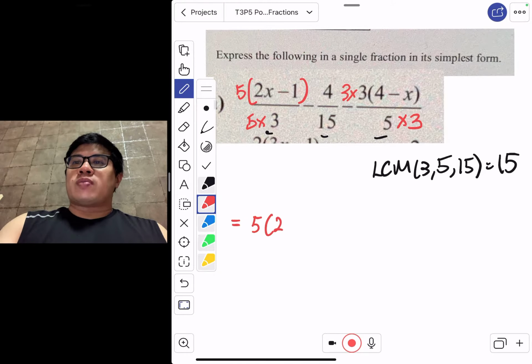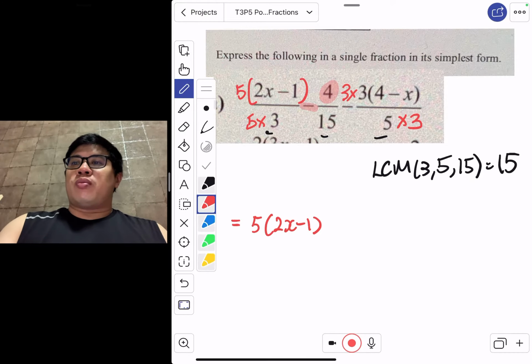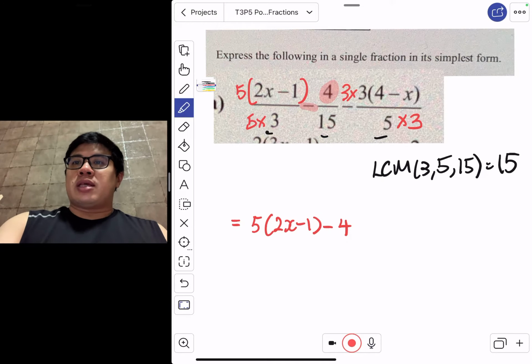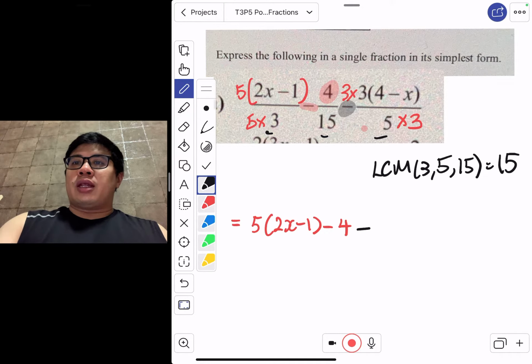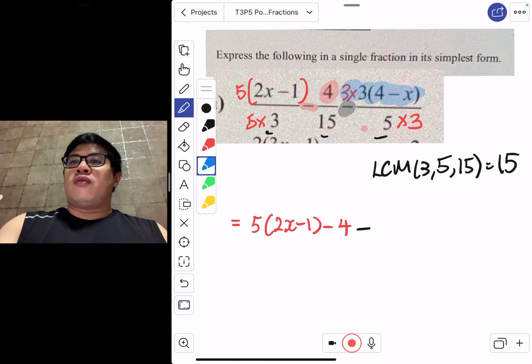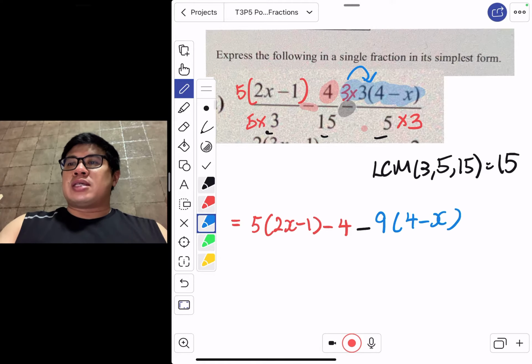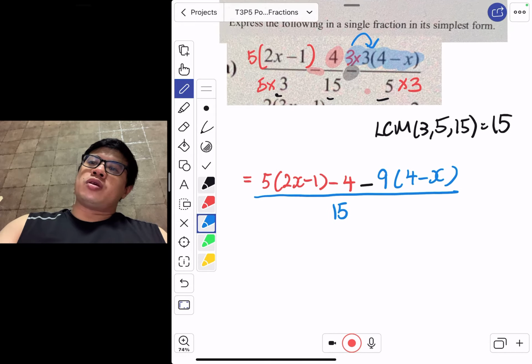So with that, I'm just going to write it nicely. 5 bracket 2x minus 1, this is my first fraction. Minus 4. Okay, so I put minus 4. Minus, there's a minus here again. And the next term you can see is the entire 3 multiplied by 3, so 3 times 3 is just 9, 9 of (4 minus x). You can see that I simplified all the terms before combining. So this is what I have.